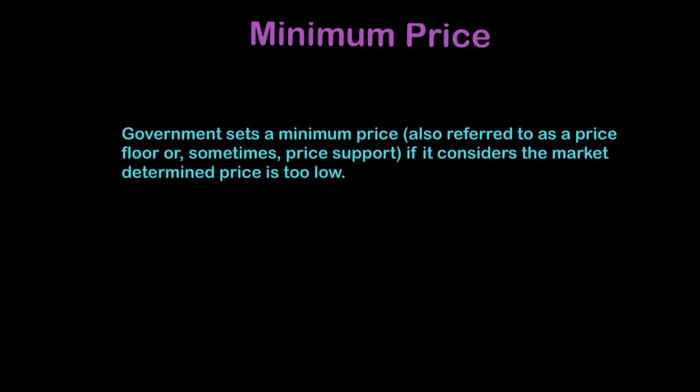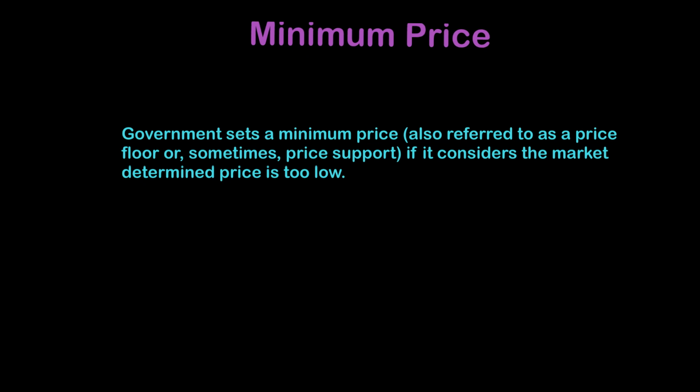Now that we are done with the discussion of maximum price, let's talk about minimum price. Minimum price is kind of like the opposite of maximum price, because whenever the government is feeling that the price is too low, that's where minimum price comes into play. So minimum price is set in a way that it makes the market price of a good go up.